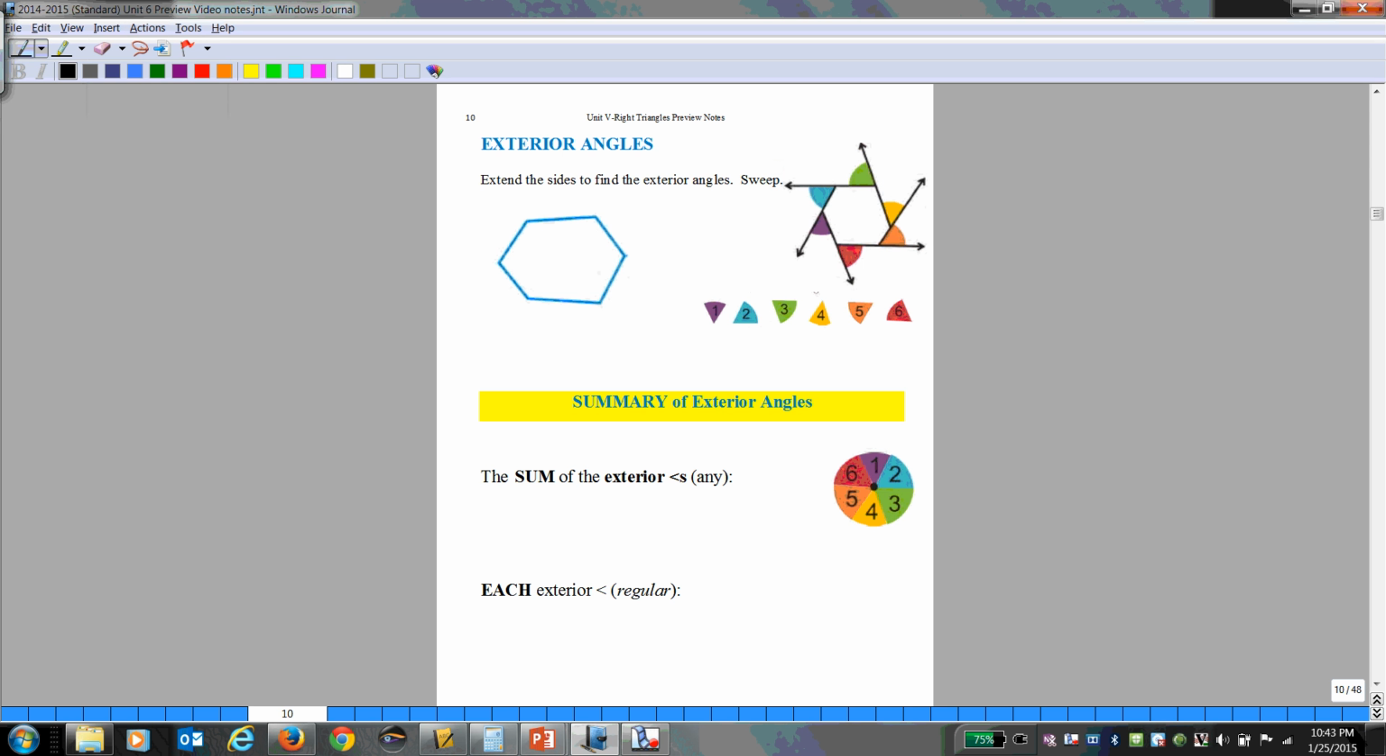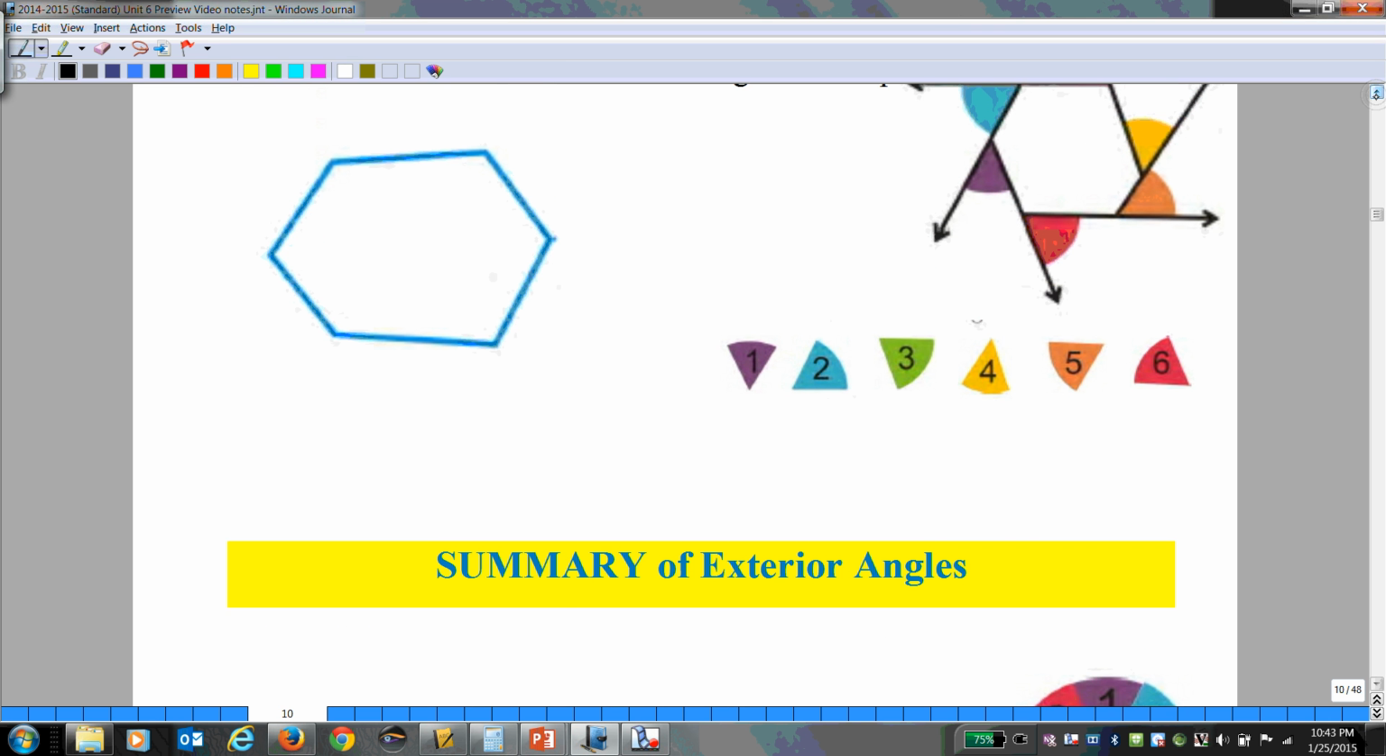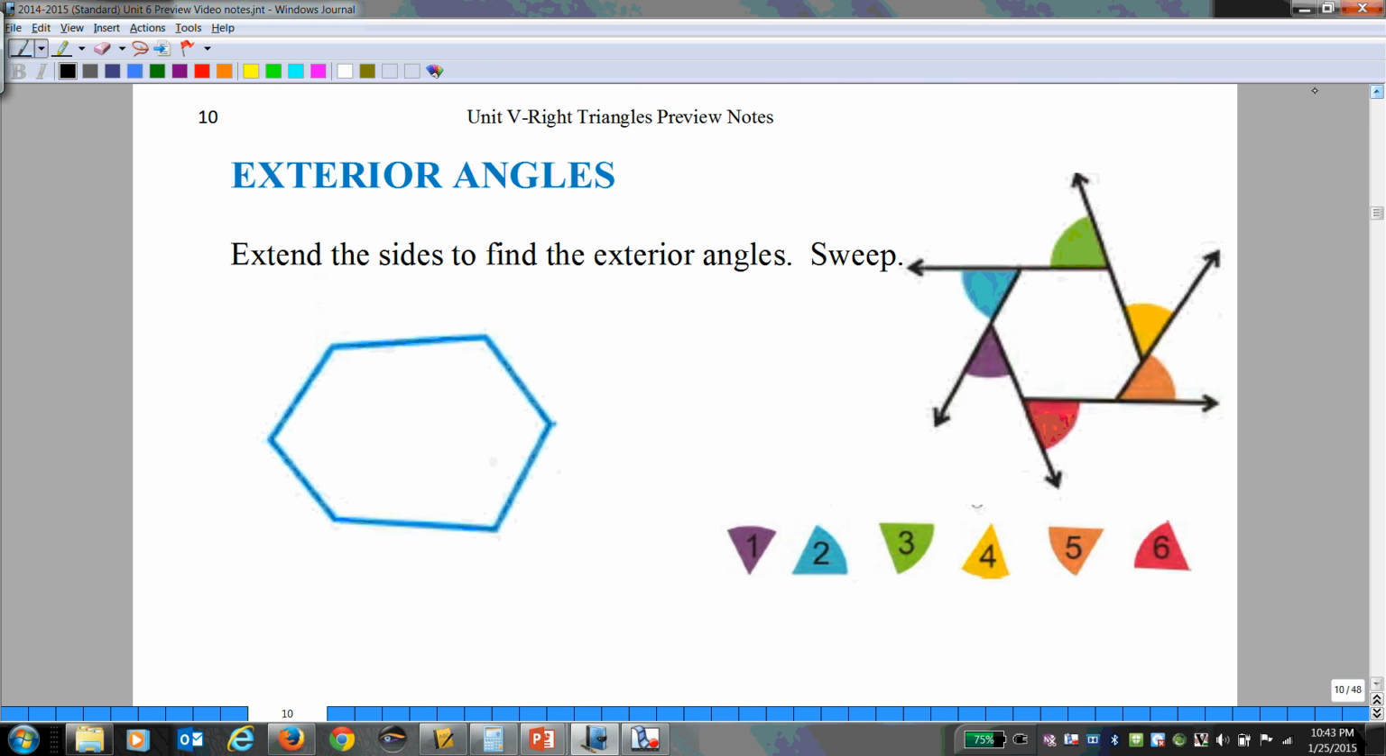Now let's take a look at exterior angles. What I want you to do is take this shape and you're going to extend all the sides and we're going to go counterclockwise. Ready? Extend the side. Now sweep that angle. Extend this side and sweep this angle. Extend, sweep, keep extending, and sweep.